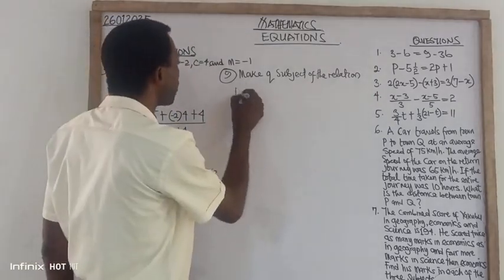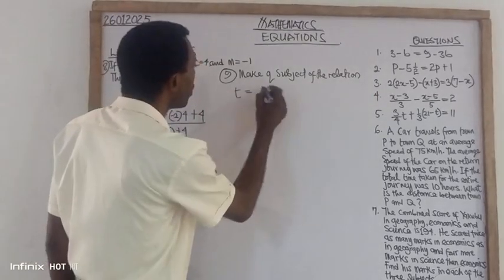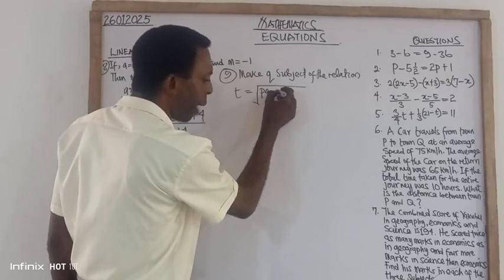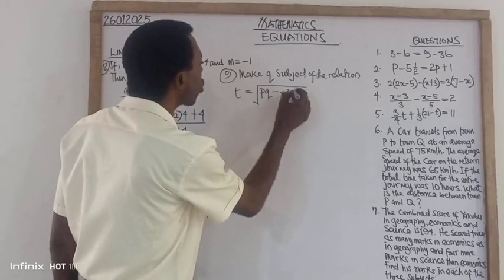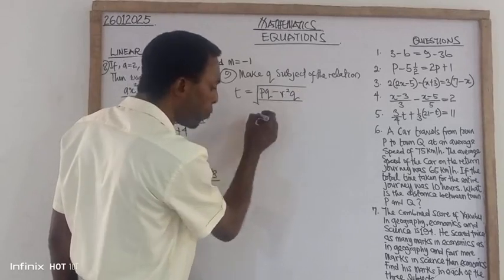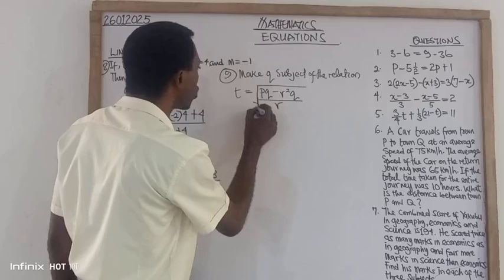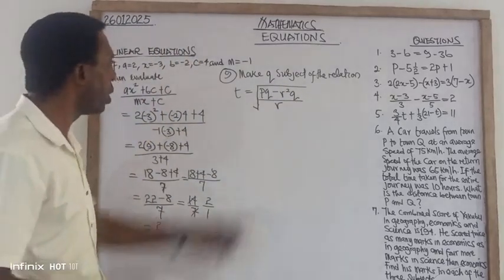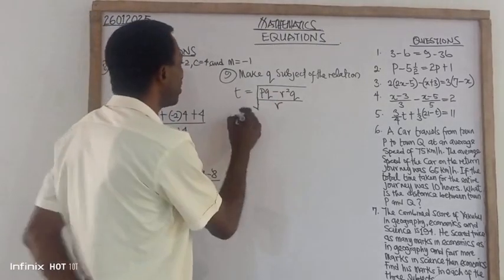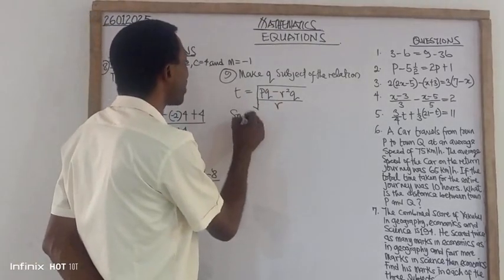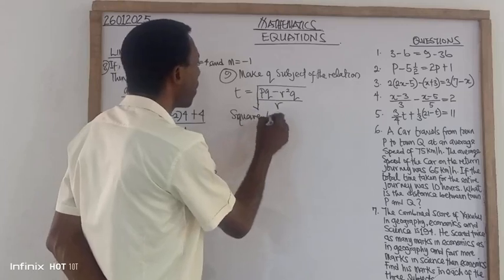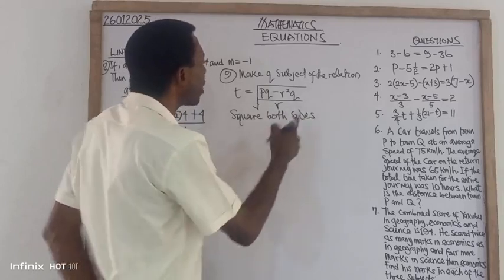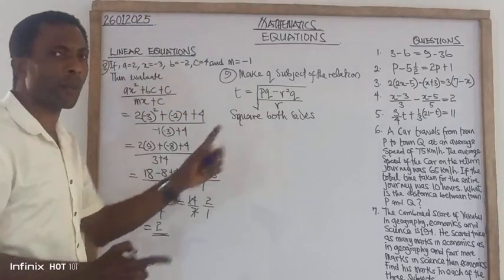So what do we have? We have T is equal to square root of PQ minus R squared Q, all over R. The square root covers both the denominator and the numerator. It covers the two. So the next thing is you will now say square both sides, in order to remove this square root so that we can solve it easily.